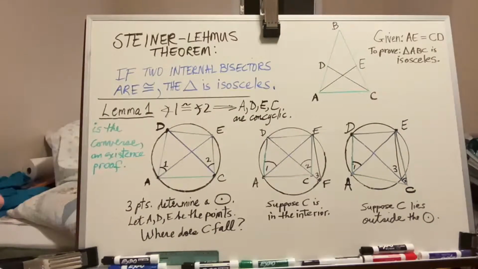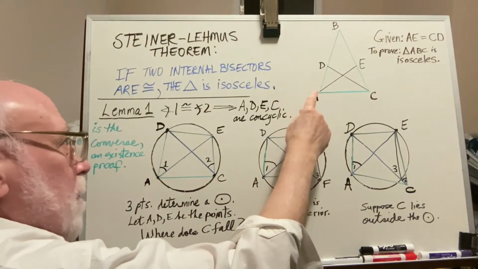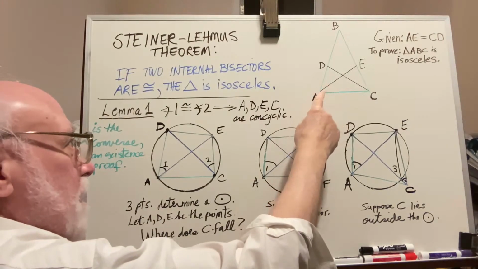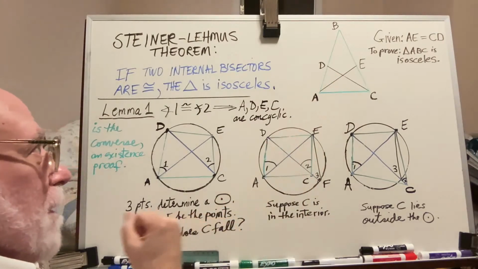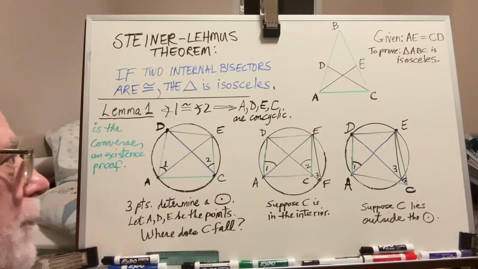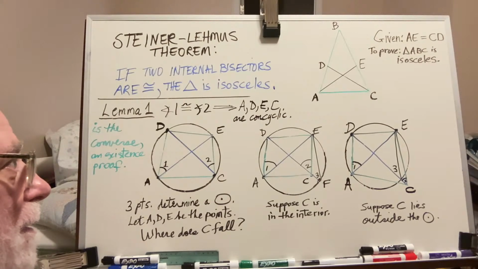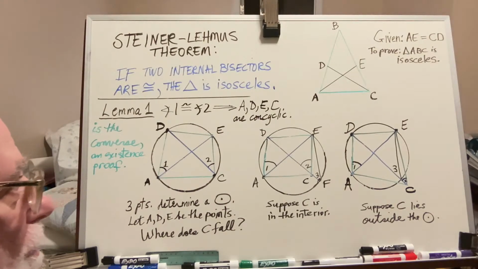Okay, we would like to prove the Steiner-Lehmus theorem, which says that if the internal angle bisectors like AE and CD are equal, then the triangle's isosceles. However, this is not such an easy task, as has been proven over the last 100 or so years.